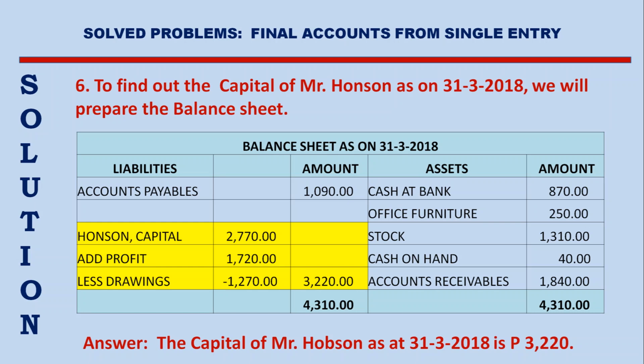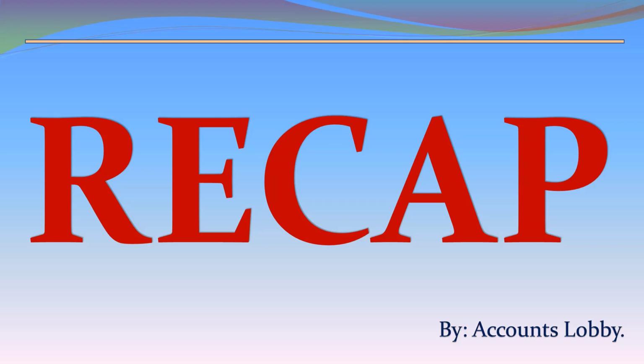Hobson's capital in the beginning 2770, add profit 1720, less drawings 1270. Total owner's capital as on 31st March 2018 3220. Total liabilities including owner's capital 4310. Total assets 4310. The capital of Mr. Hobson as at 31st March 2018 is 3220. Recap.